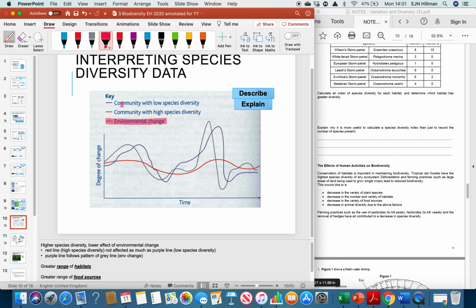Okay, so in a community with high species diversity, it would be expected that there is a high diversity, or a large number of species of plants.